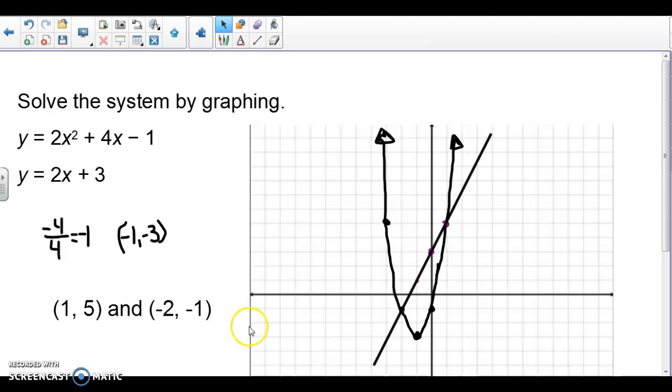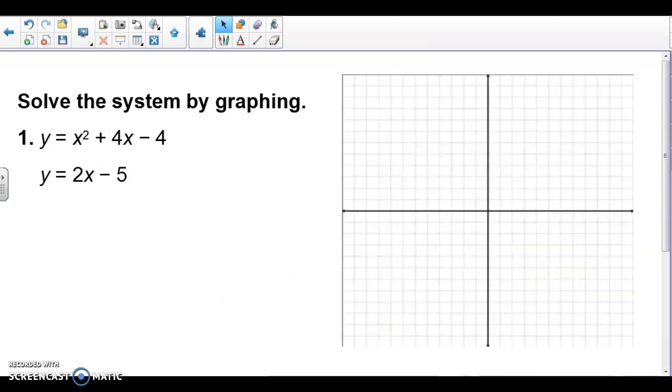All right, so we're going to practice one on our own here. What I want you to do is try this one out. Try to see how many solutions it has and what they are. You can pause the video, and then when you're ready, please resume.